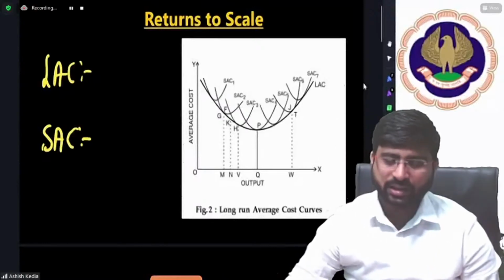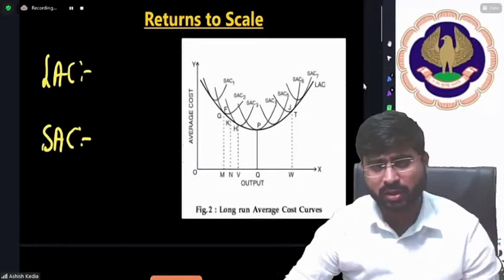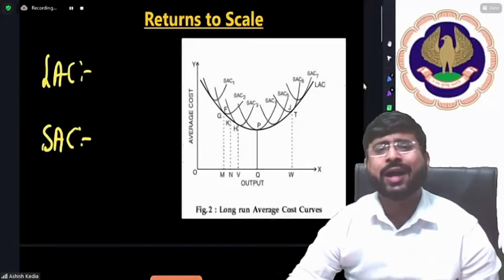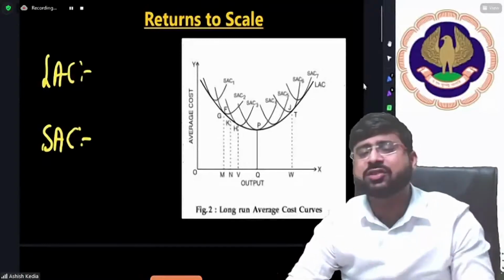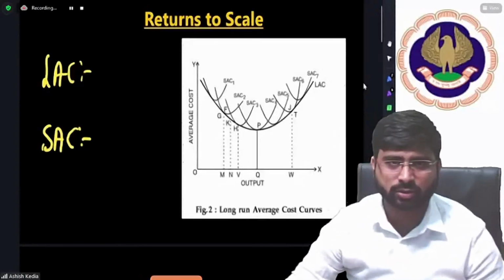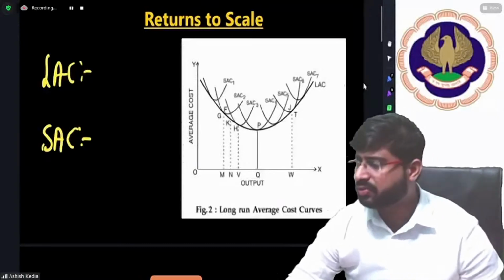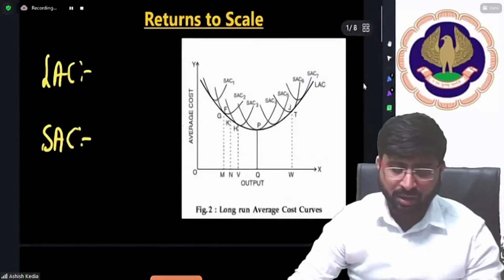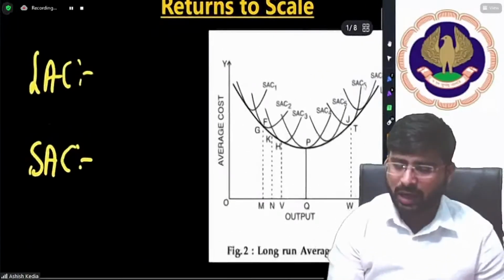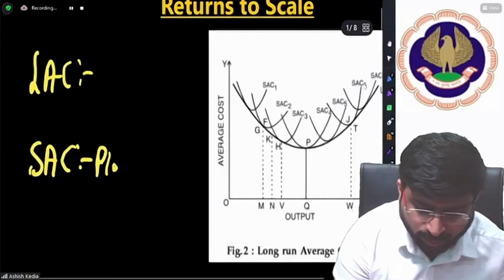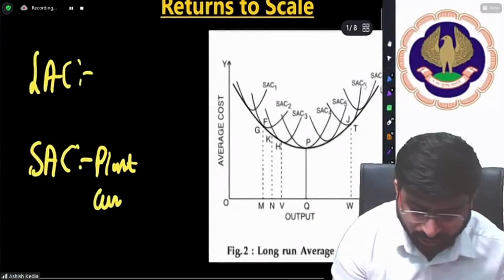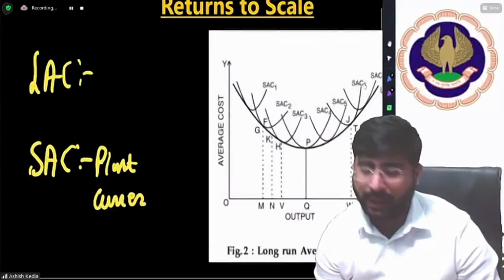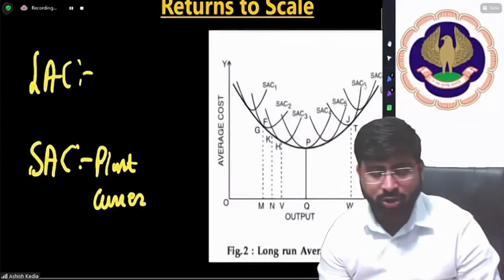So, my dear friends, we will continue our journey from where we ended last day. We are in theory of cost part 2, and as far as cost is concerned, this is also our last class on the same. Now, while we discuss long run average cost curves, please remember the short run average cost curves are also called plant curves. Plant curves. PLANT.